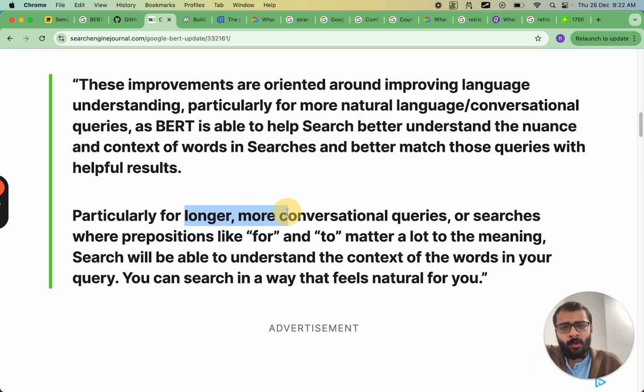Particularly for longer, more conversational queries or searches, Google search will now be able to understand the context of the words in your query. You can search in a way that feels natural for you. This is pretty awesome, right? Many times when I interact with Google, I feel that I'm talking with a human. I can ask queries like a human. Not many people understand the developments which have happened to reach this stage.